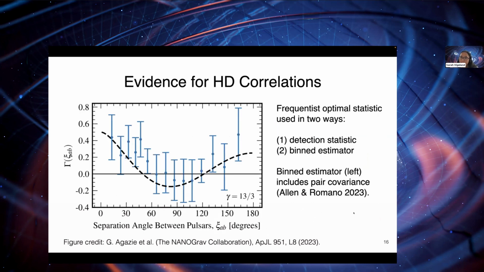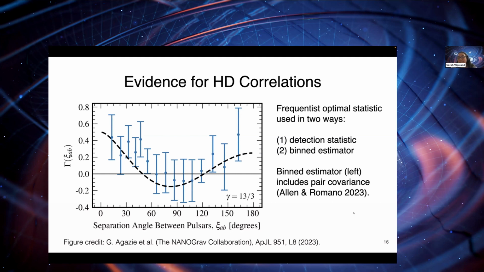For the frequentist analyses, we use something called the optimal statistic, which is a maximum likelihood estimator. We use it in two ways. One is as a detection statistic, so basically measuring how significant it is to measure correlations consistent with Hellings and Downs versus there being no correlations at all. And the second way is as a binned estimator.